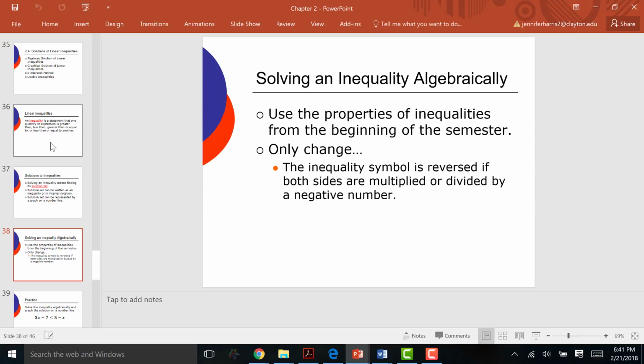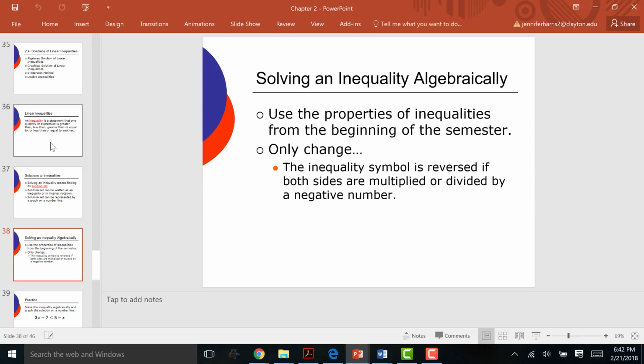That symbol is going to flip the other direction. That's what that's saying, that you are going to have some opportunities where there's a change that's going to take place. And that's when the symbol is going to be reversed. So that's what you see in the red bullet. The inequality symbol is reversed if both sides are multiplied or divided by a negative sign. That symbol that was a greater than sign is going to turn into a less than sign. Only, and this is when you're going to divide both sides by a negative. Got it?